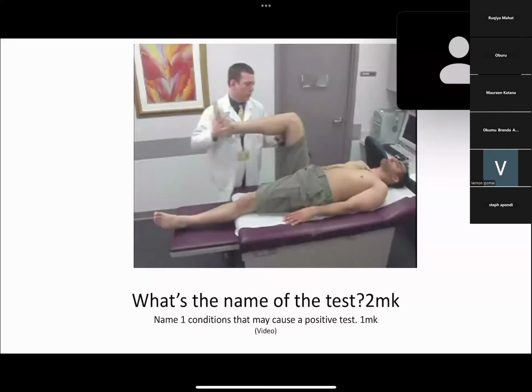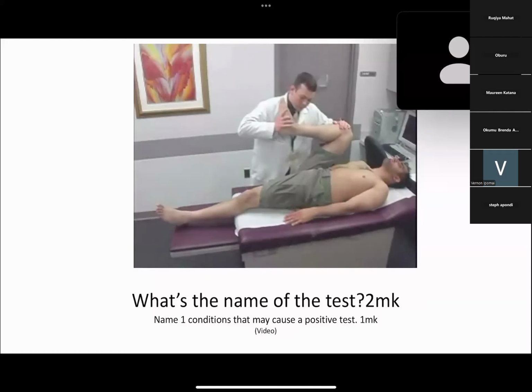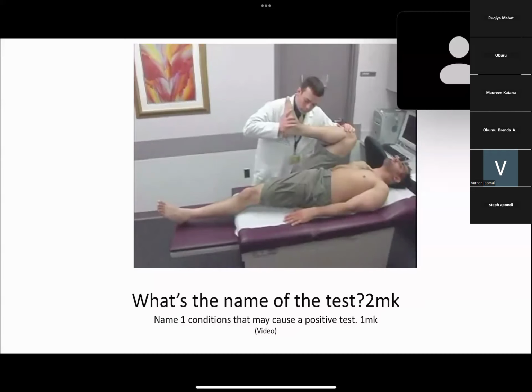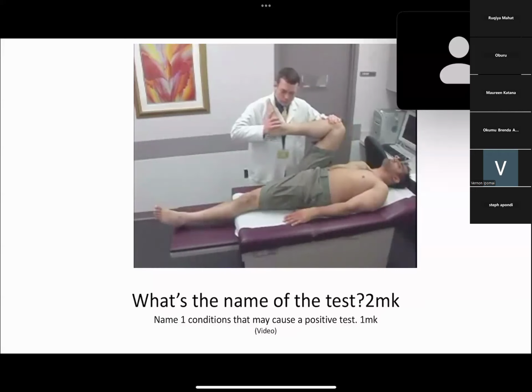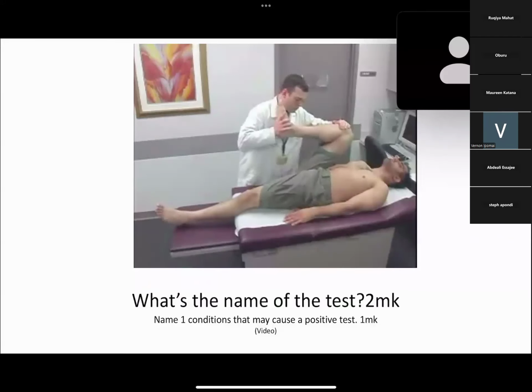What about this? Does somebody know what that is? What test that is? Anyone? So this is the Thomas test. Yes, it is a Thomas test.